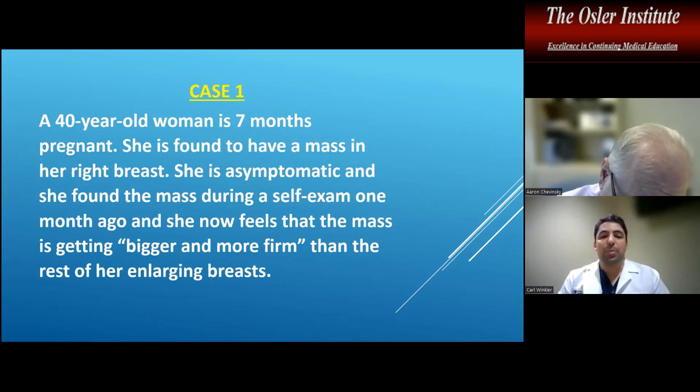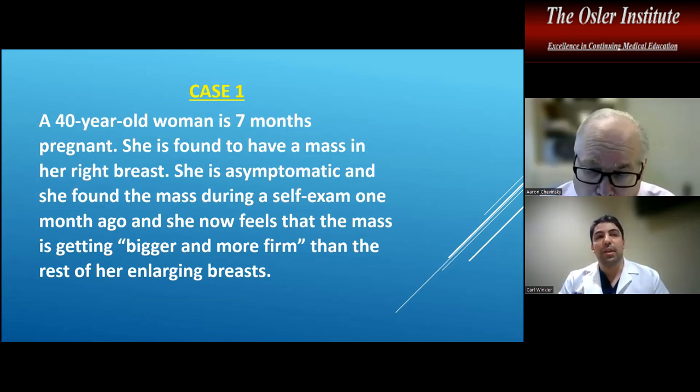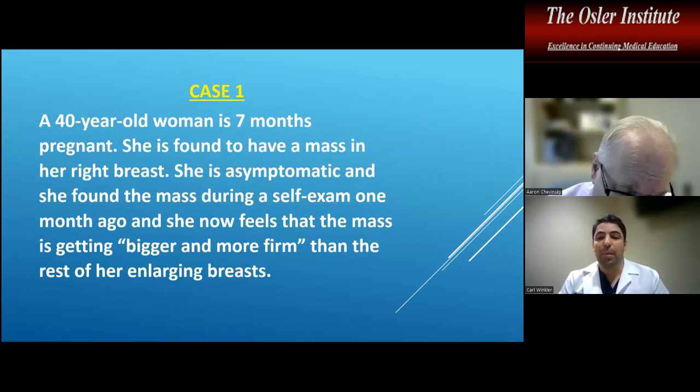Yeah, I realize she's pregnant. I think I agree that ultrasound would be an alternative in this case, or MRI for that matter. But I think it's okay to have a mammogram. Okay.